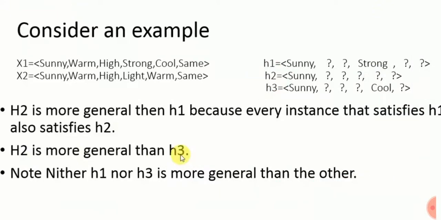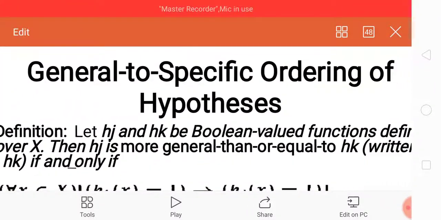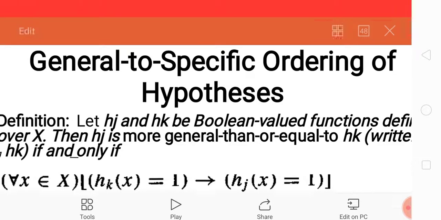So this concept is related to the general to specific ordering of hypotheses. This part is related to concept learning as such. In concept learning, first we find the possible distinct instances, after that syntactically distinct hypotheses, after that semantically distinct hypotheses, and after that we determine which hypothesis is more general than or equal to the other hypothesis.